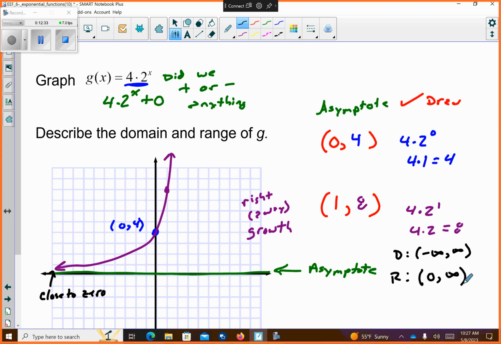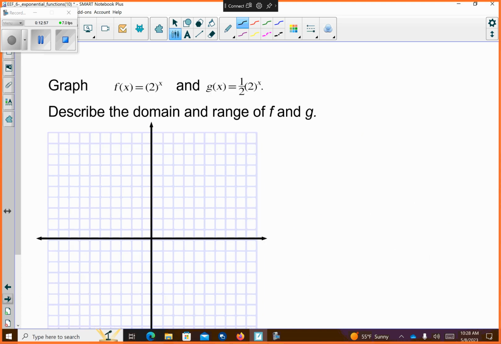Domain is always going to be negative infinity to positive infinity. Don't miss something like that. And our range is where it's our lowest y value and then goes up. Or our lowest y value could be negative infinity as well, but we'll see one of those in a sec. Questions about how I graph that? Can I move on? All right.